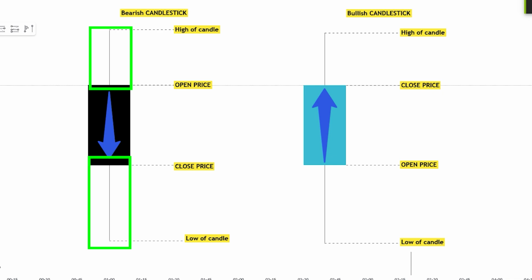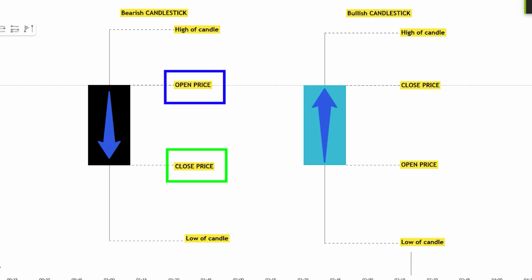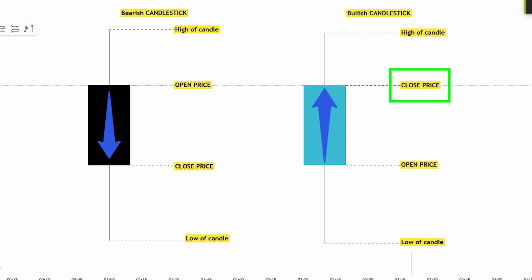Then there is the body of the candle, which tells you which price levels are accepted by the price. If the close price of the candle is at a lower level than the open price, then at the end of the session the sellers were more aggressive and more powerful than the buyers. However, if the close price is at a higher level than the open price, it means that by the end of the session, buyers were more aggressive and more powerful than sellers.